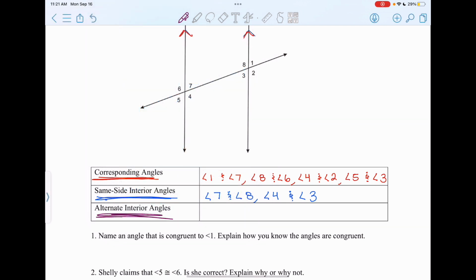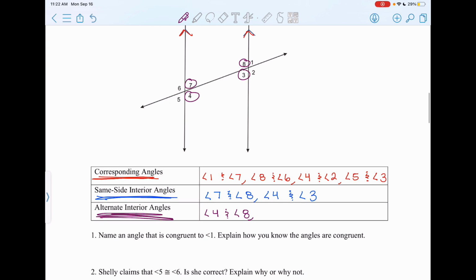And lastly, I want alternate interior angles. Alternate interior angles are on alternate sides of the transversal, but both inside the parallel lines. So for example, 8 and 4, those are on alternate sides of the transversal, and both inside the parallel lines. And 7 and 3. And remember, alternate interior angles are congruent.